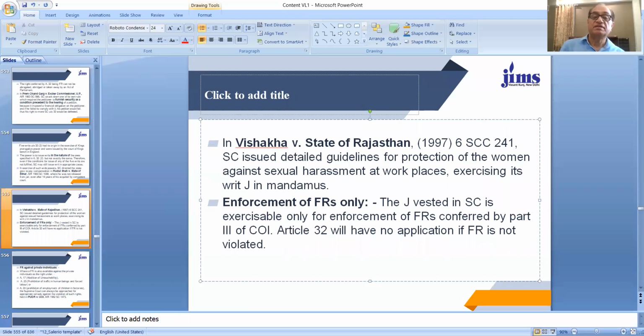So the issue of detailed guidelines for the protection of women against sexual harassment at workplaces, all these directions were issued in the nature of mandamus. And so far as you have seen, the jurisdiction of the Supreme Court is available only for the enforcement of fundamental rights conferred by Part 3. Article 32 will have no application if a fundamental right is not violated.